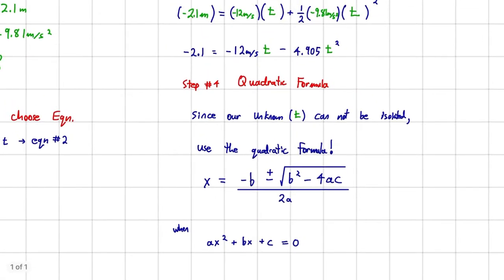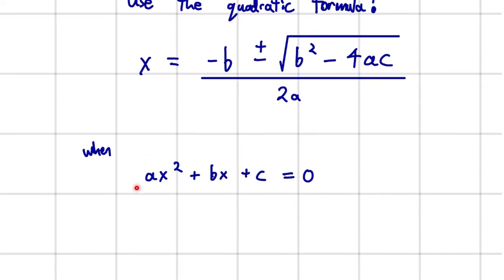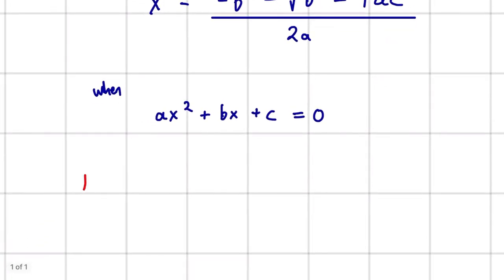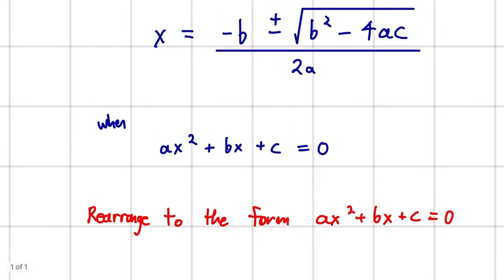So let's take a look at our equation back here. We're going to need to rearrange this into the form ax squared plus bx plus c equals 0. So I'm going to write that step out here. So rearrange to the form ax squared plus bx plus c equals 0. We need this equation form to use the quadratic formula.